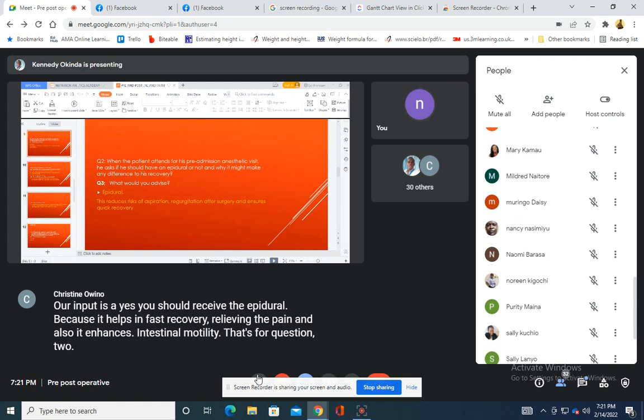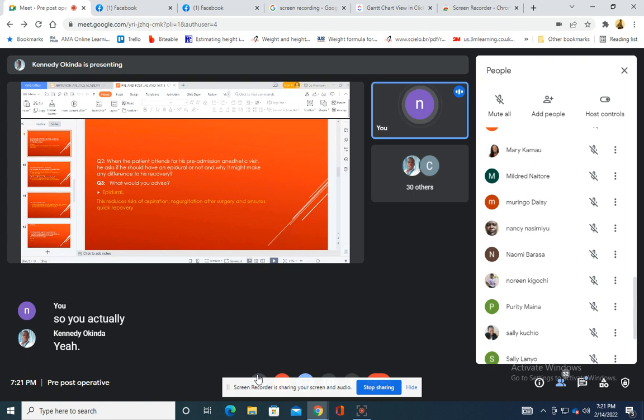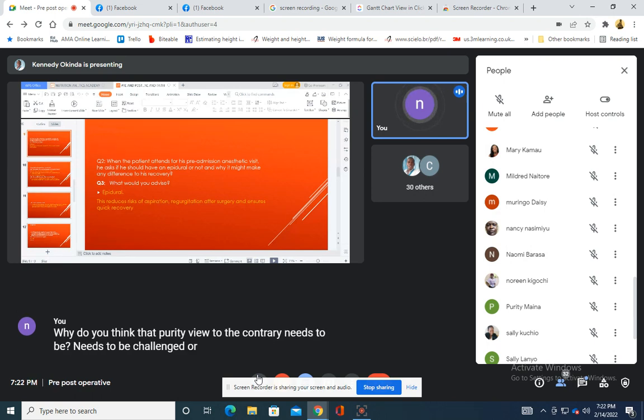Okay. Can I proceed with others? Actually, you agree with the Faith Rotich team first. Yes. Why do you think that Purity's view, to the contrary, needs to be challenged or needs to be improved in a way?